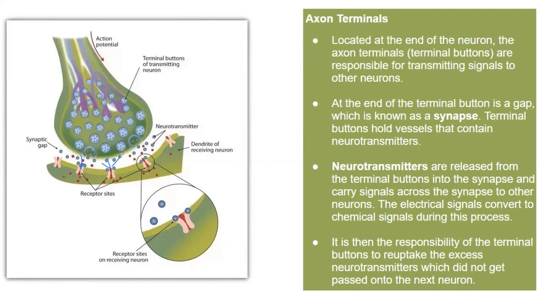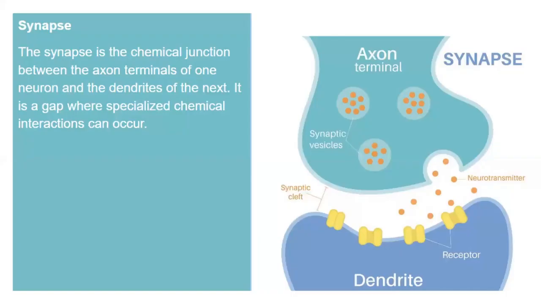Electrical signals convert to chemical signals during this process. This process is known as neurotransmission, and it is then the responsibility of the terminal buttons to reuptake the excess neurotransmitters which did not get passed on to the next neuron. I hope it is clear to you. Then moving on, synapse. So synapse is the chemical junction between axon terminals of one neuron and dendrites of the next. It is a gap where a specialized chemical interaction can occur.